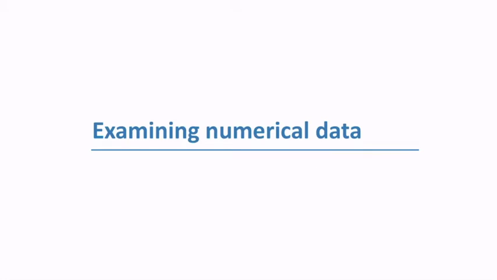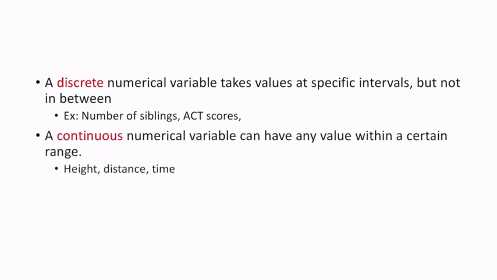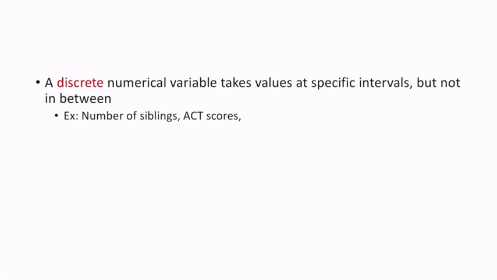Numerical or quantitative data. Variables can be either discrete or continuous. A discrete numerical variable takes values at specific intervals but not in between. For instance, number of siblings, ACT scores, etc. You can't have 1.5 siblings or 1 3/8 of a sibling.